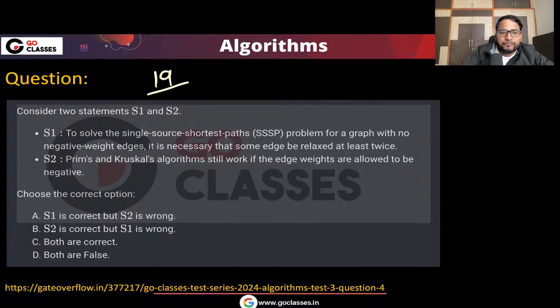Let's just see this. What they're saying: to solve a single source shortest path problem for a graph with no negative weight edge, it is necessary that some edge can be relaxed twice. Okay, so this is a part of Dijkstra. If you have seen the Dijkstra algorithm, then you will say that Dijkstra does two things.